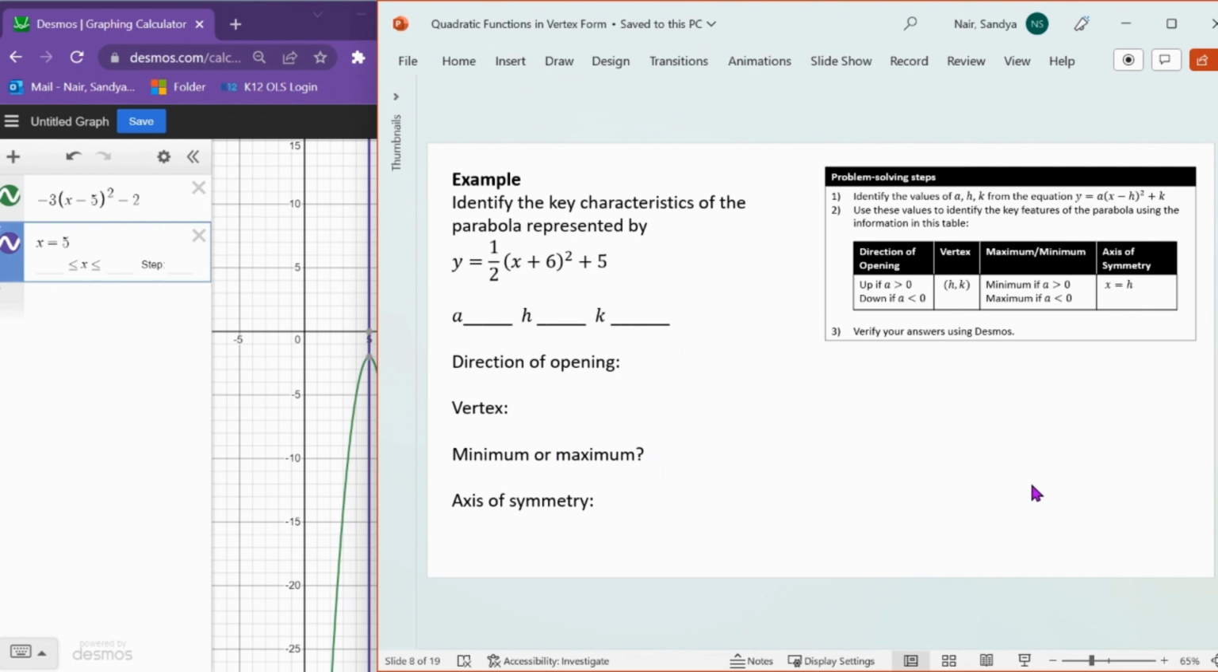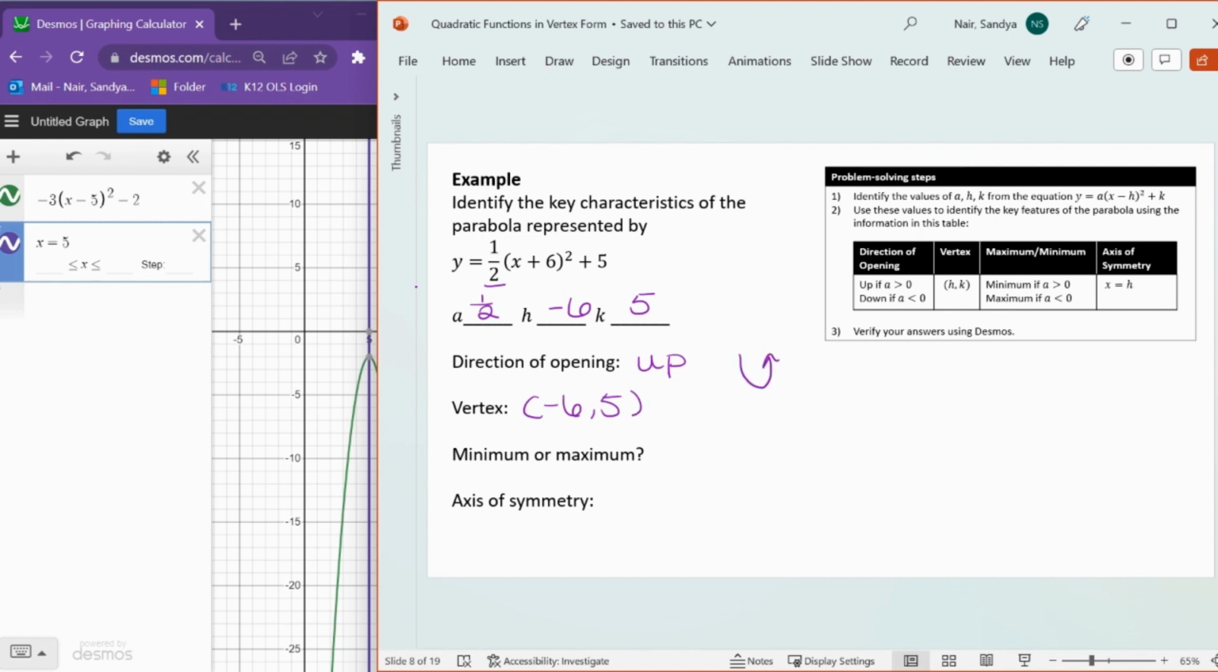So now let's identify the key characteristics of this parabola. So notice here that a is equal to 1/2. h is going to have the opposite sign, so it's going to be minus 6, and then k is going to be 5. So since a is positive, the direction of opening is going to be up. The vertex is going to be at (h, k), so we have (-6, 5).